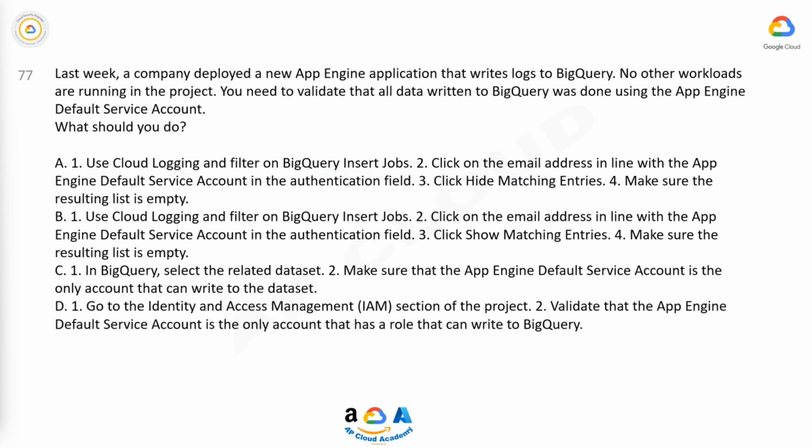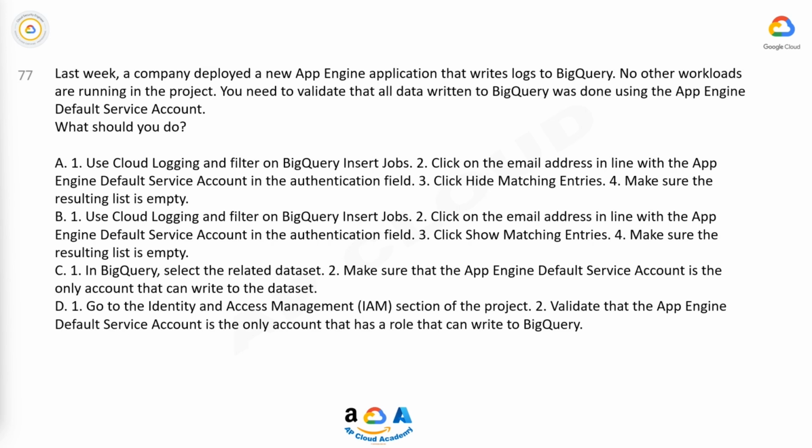77. Last week, a company deployed a new App Engine application that writes logs to BigQuery. No other workloads are running in the project. You need to validate that all data written to BigQuery was done using the App Engine default service account. What should you do?